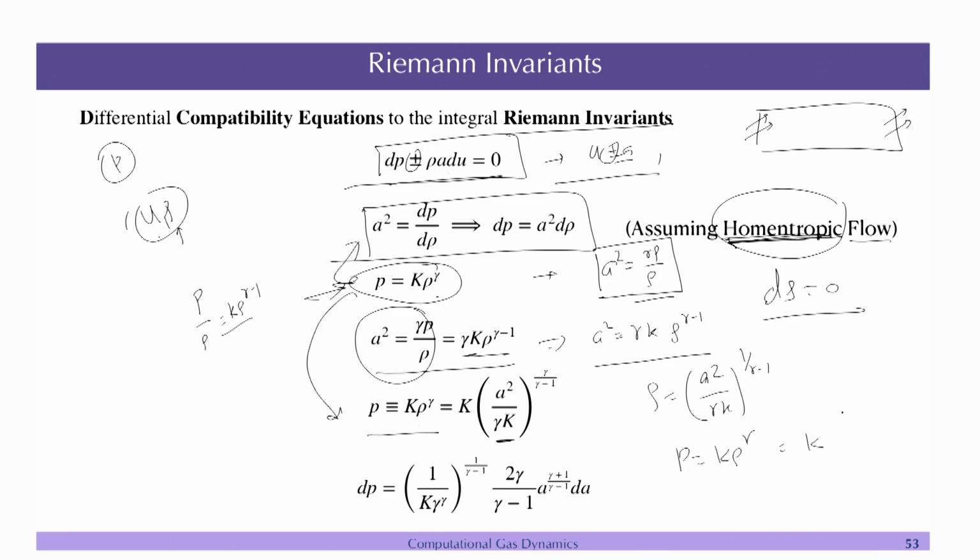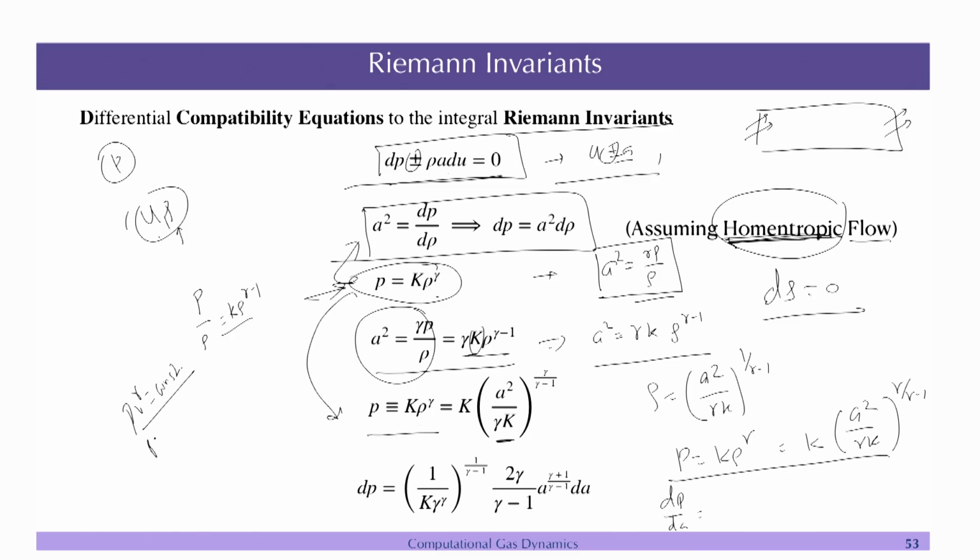So, that means k a square by gamma k to the gamma by gamma minus 1, okay. Now, what we will do, you will take a derivative of this, dp by dA, the derivative of p with respect to the speed of sound. So, this k is a constant here, like you know p v to the power gamma equal to constant, right, for adiabatic flow.